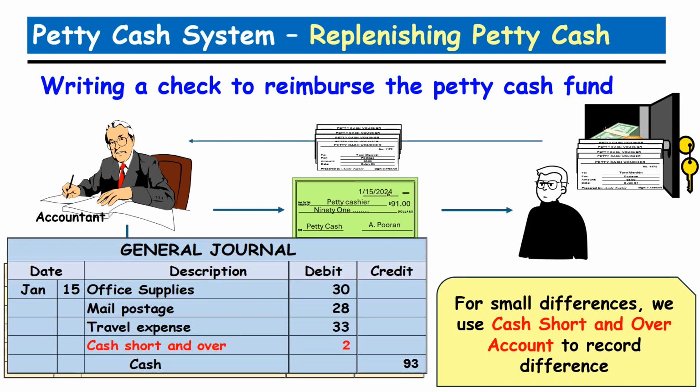Here's an example. When the accountant counted the vouchers, they came to $91, but when he counted the cash left in the locker, it wasn't $9, it was $7. So there was a difference of $2. Now that's a small difference. The accountant will now record that in the cash short and over account. So this is how the petty cash system works.